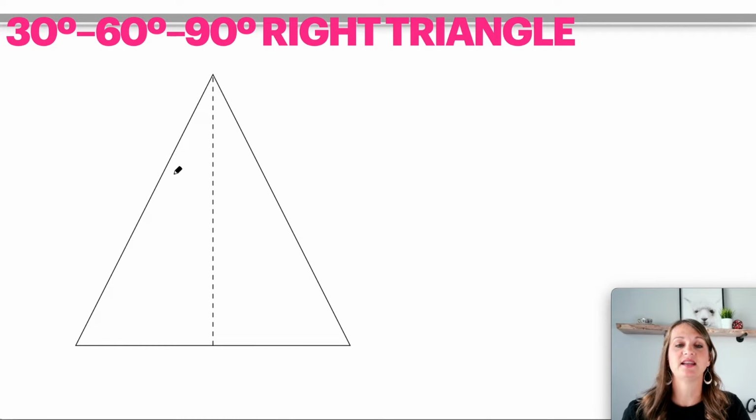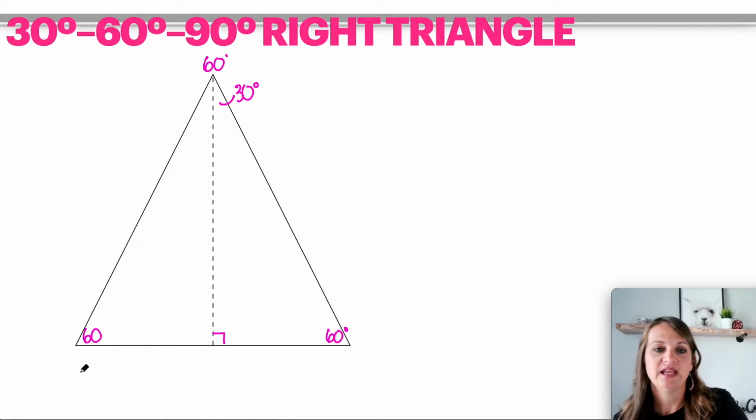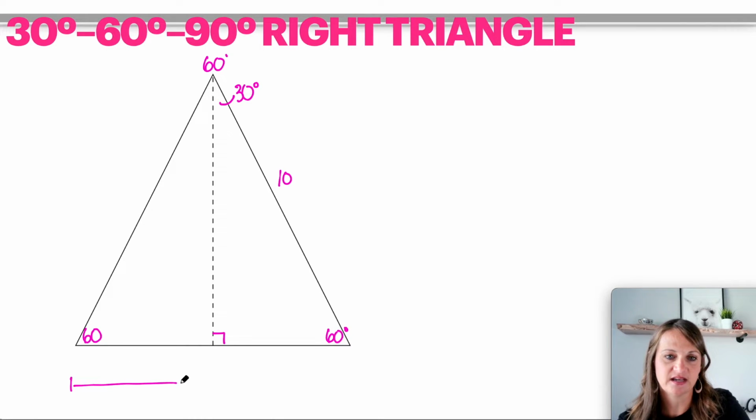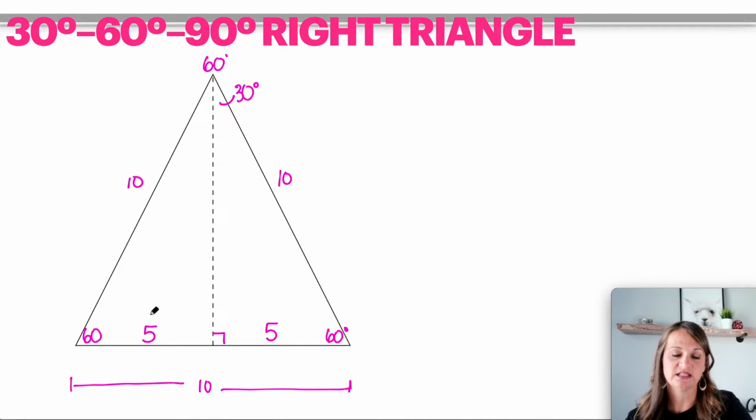With the 30, 60, 90 triangle, we know that all the angle measures are 60 degrees, which means that's 60 degrees, which means that is 30 degrees. Okay? Now, if this side is 10, that means this entire side down here is 10, which means this side is 10, which means this side is 5, and this side is 5.